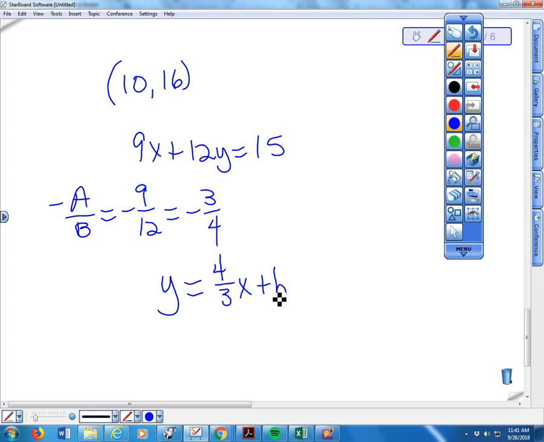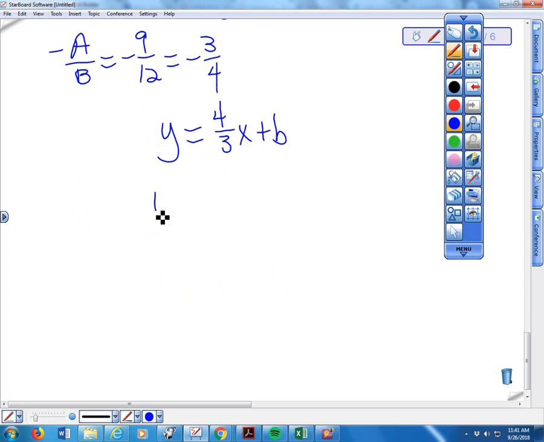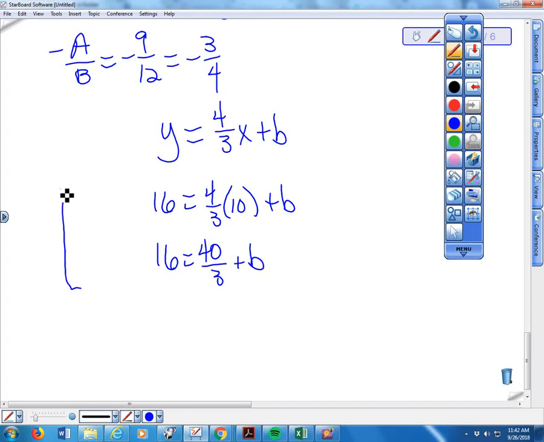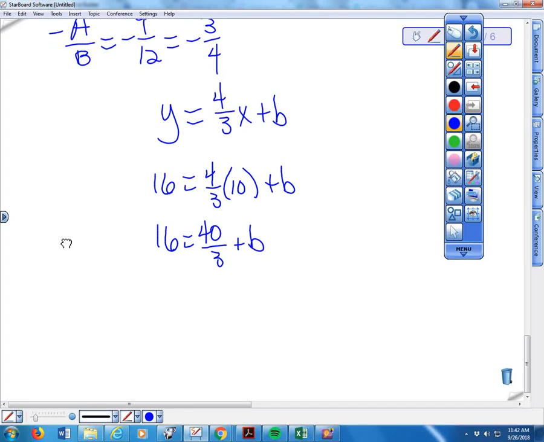And I'm just going to plug in 10 and 16 and solve for b. And 16, whoops, is what, 48/3 minus 40/3, which is 8/3. So it should be y equals 4/3 x plus 8/3, letter B.